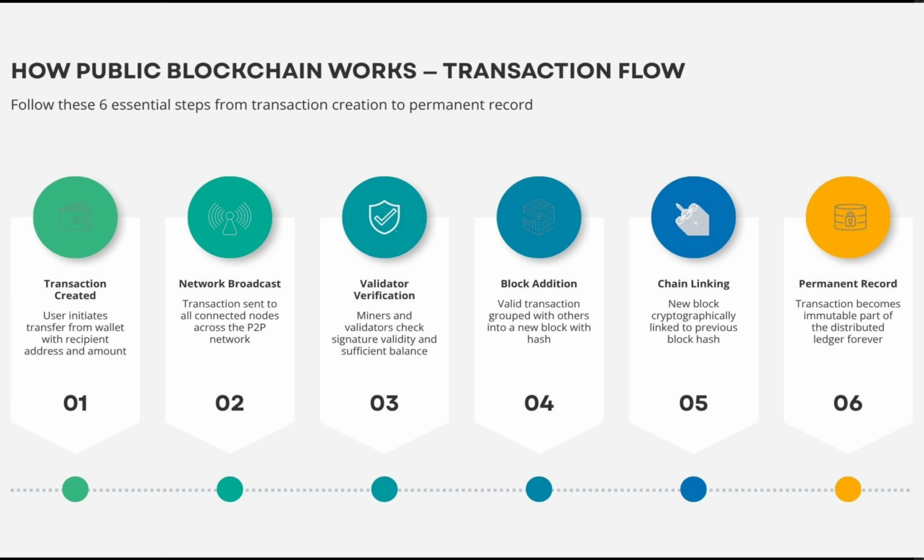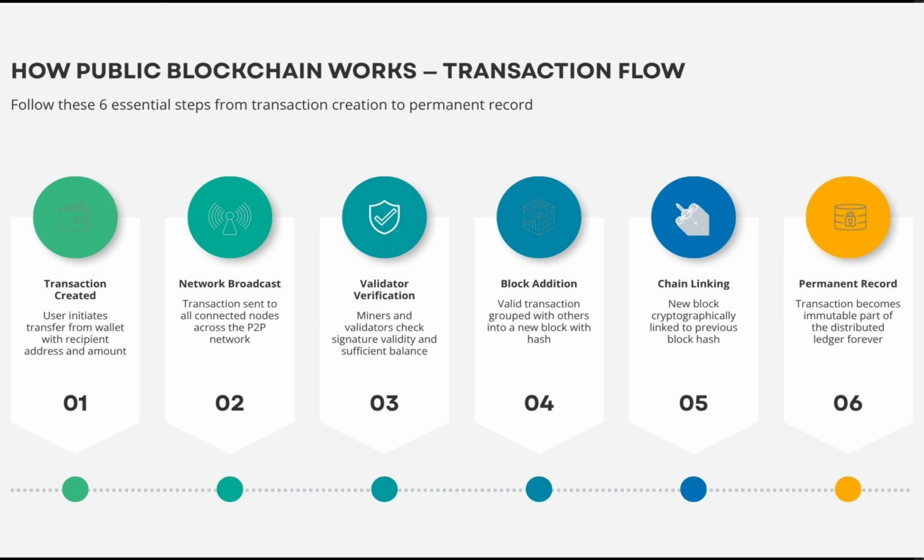Imagine you send crypto from one wallet to another. First, a transaction gets created. That transaction is broadcast to the blockchain network. Then a validator or a miner verifies the transaction. Once it's verified, the transaction gets added into a block, and that block gets attached to the previous block. That's how we can trace the transaction back through the previous block, because every block carries the hash of the previous block, and now the transaction becomes permanent.